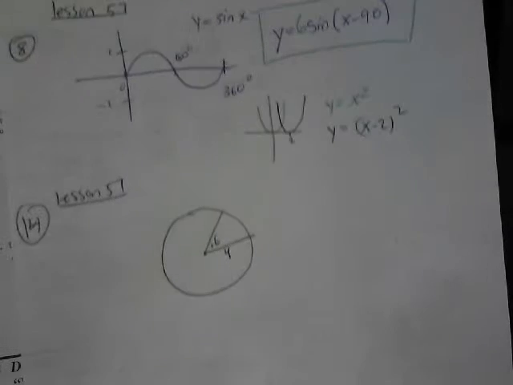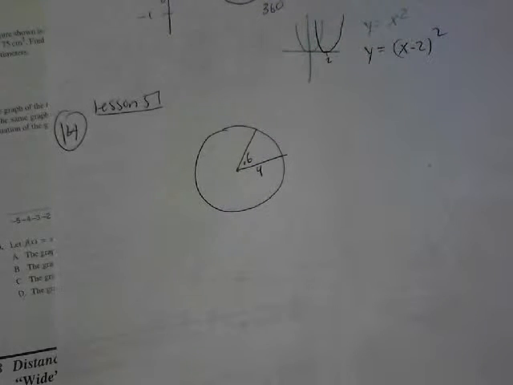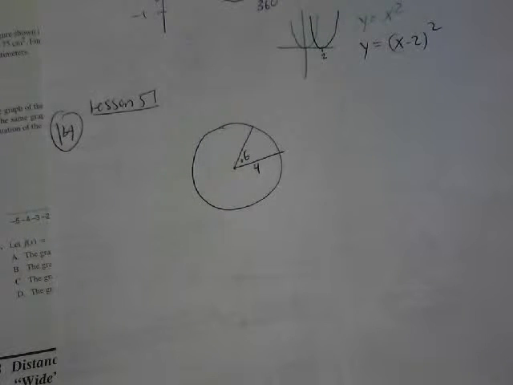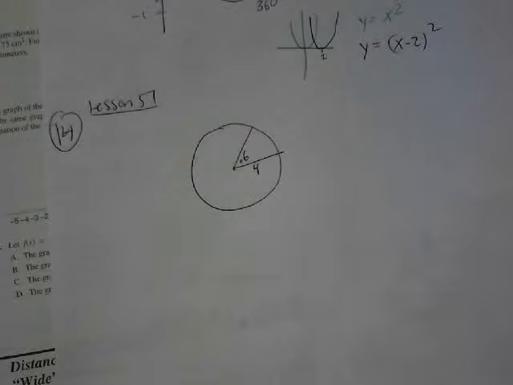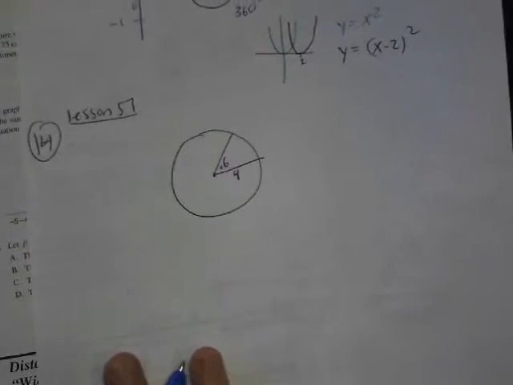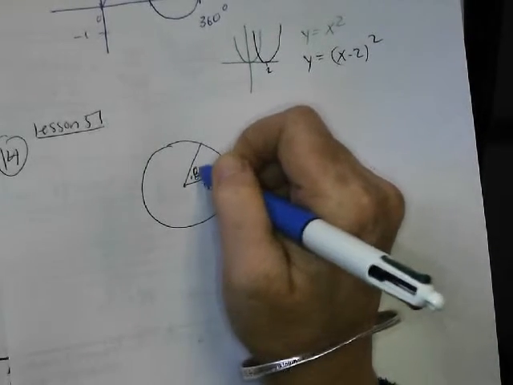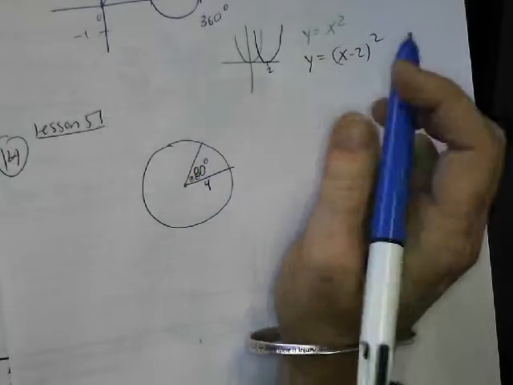This is lesson 57, number 14, and it says, find the area of a segment bounded by an arc. Oh, I wrote the wrong thing. Find the area of a segment bounded by an arc of measure 80 degrees. Okay, so I got the wrong thing written down here. That's 80 degrees, sorry. And a chord, okay.